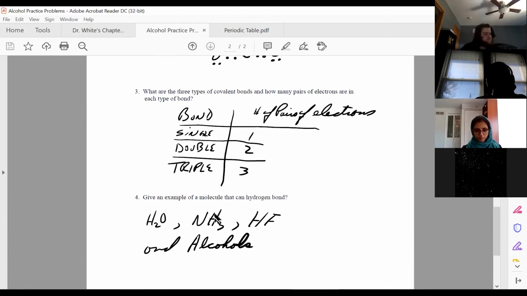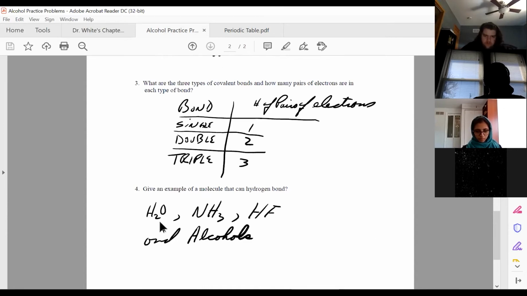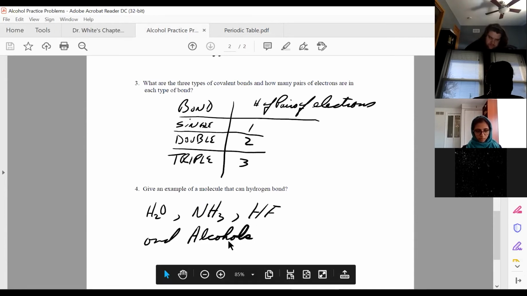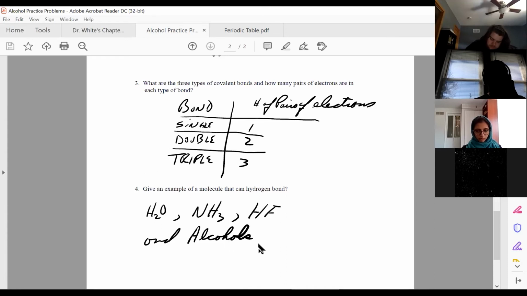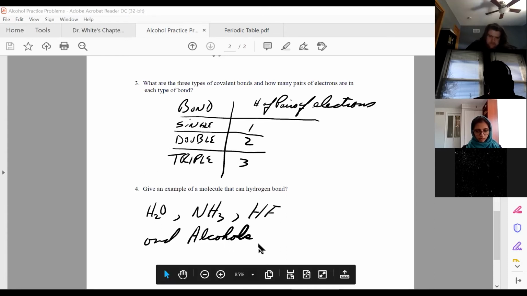And finally, examples of molecules that can hydrogen bond. That's molecules that have a hydrogen on either oxygen, nitrogen, or fluorine. And the most famous one is water. And then you have ammonia, hydrogen fluoride, which is nasty, dangerous stuff, hydrofluoric acid is also called, and alcohols like ethanol and isopropyl alcohol, which is a rubbing alcohol. And with that, I've gone through the problem set.